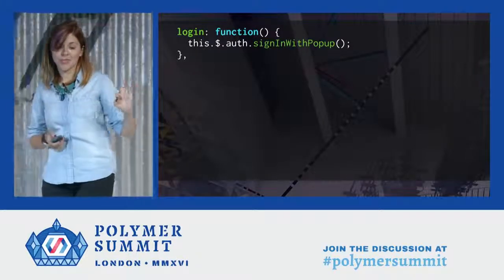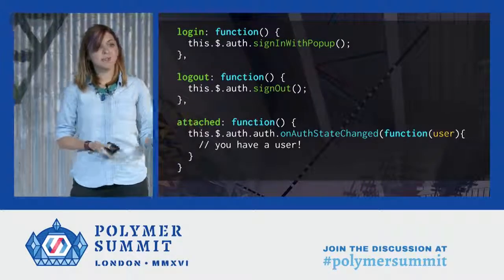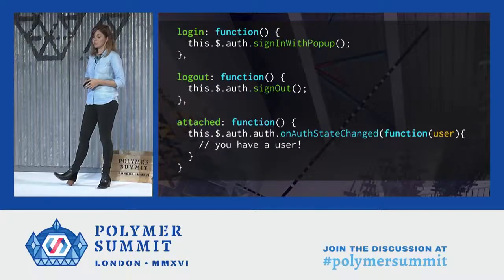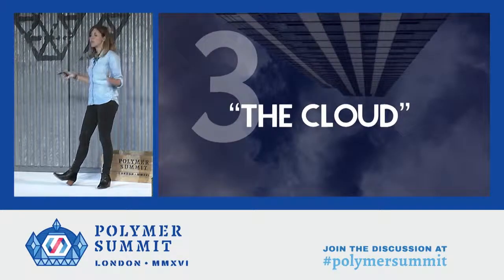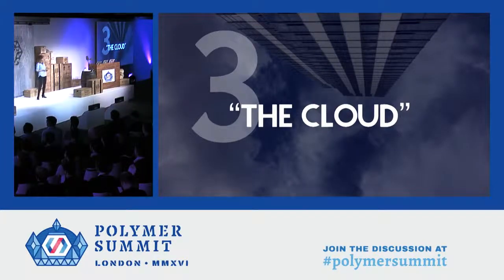This is A+ for lazy. This is how you log out. And every time you change your state, you get a callback. It's on-off state change, and you can respond to this user property. This is amazing. That's it. That's all we have to do for authentication. Problem solved. The next thing I was scared of was databases.